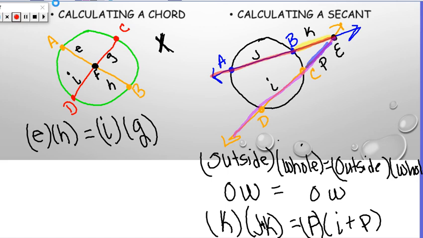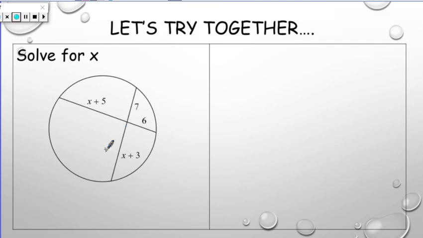Alright, so let's try this one together. I have two chords here. And since I see that these are two chords, this is a chord, and I'll highlight those chords. That chord, the green chord, and the yellow chord. These are the two chords that I see. And it's asking me to solve for X, and this looks like multiplication, how those lines cross. So I know I'm going to multiply the two parts of the chord.